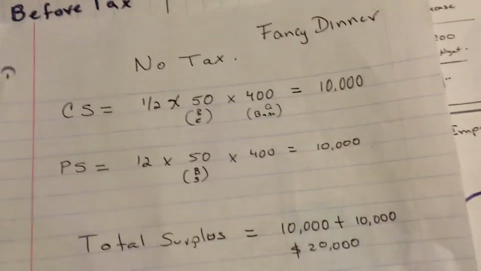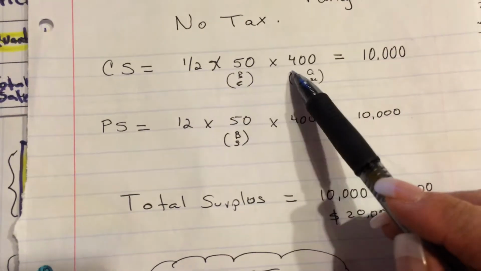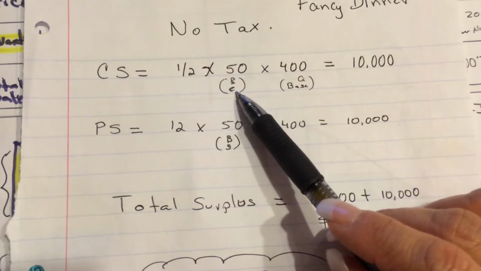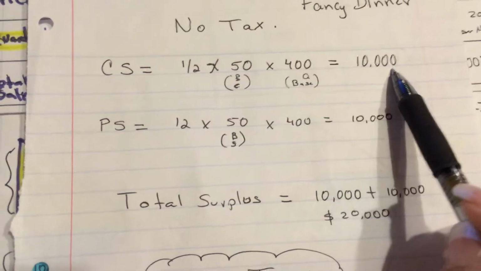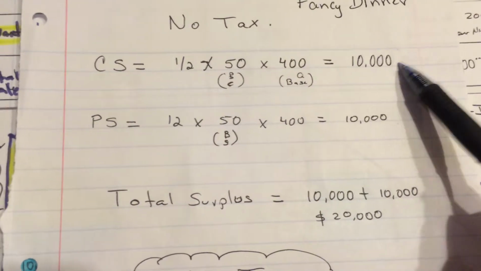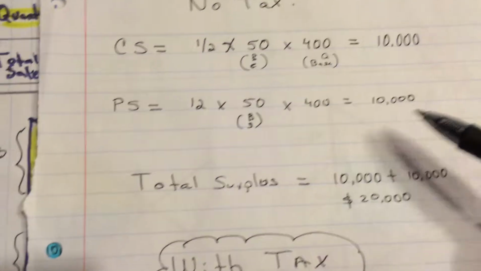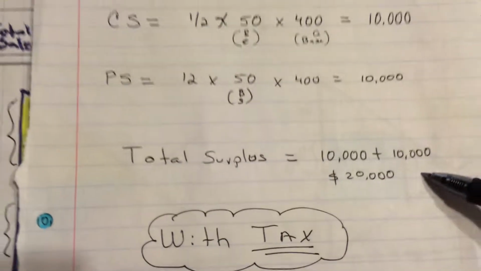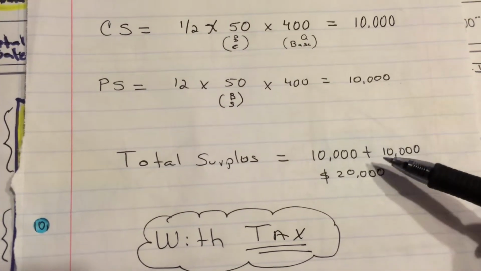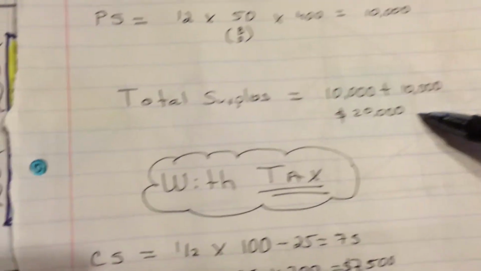So we were paying no taxes. We were able to do the mathematical equation, and this is what we came up with: $10,000 for consumer surplus, which is always going to be the same amount as producer surplus. So the total surplus for consumer surplus and producer surplus is going to be $20,000.